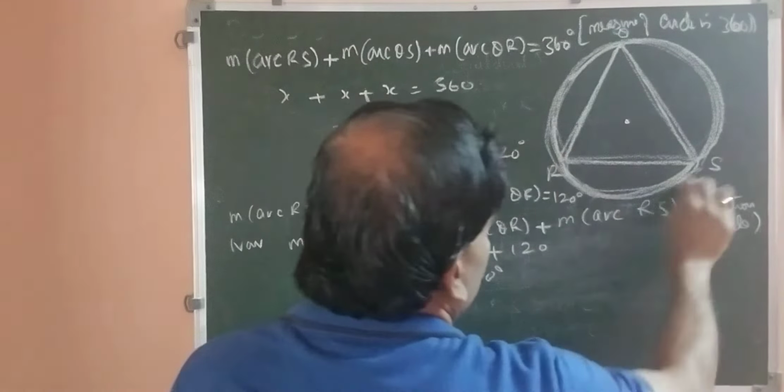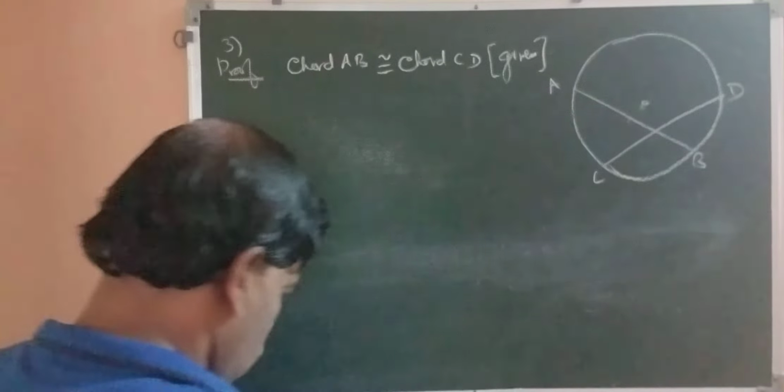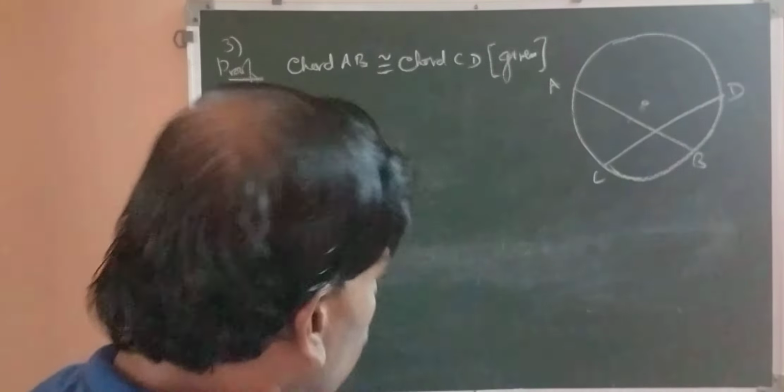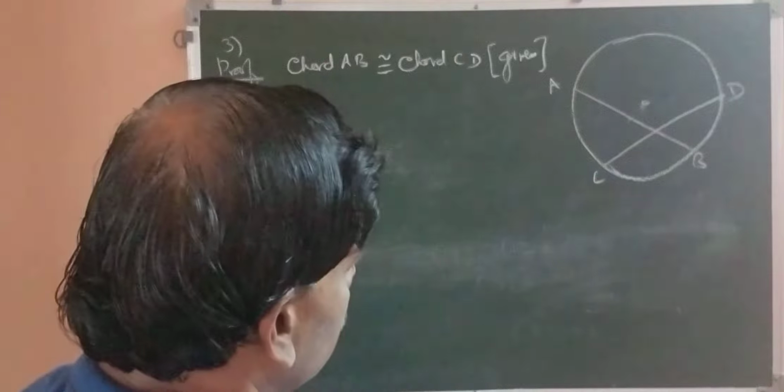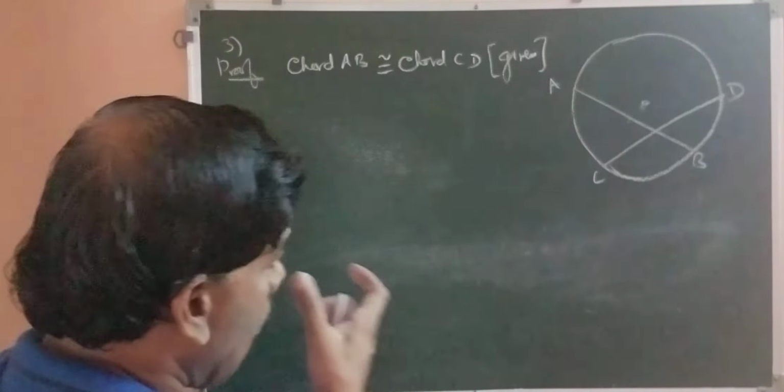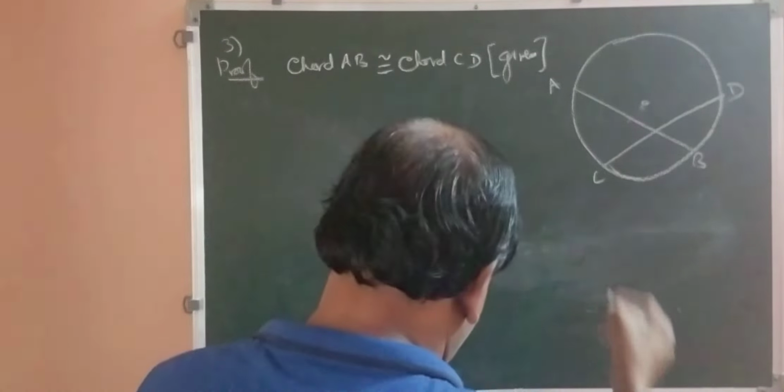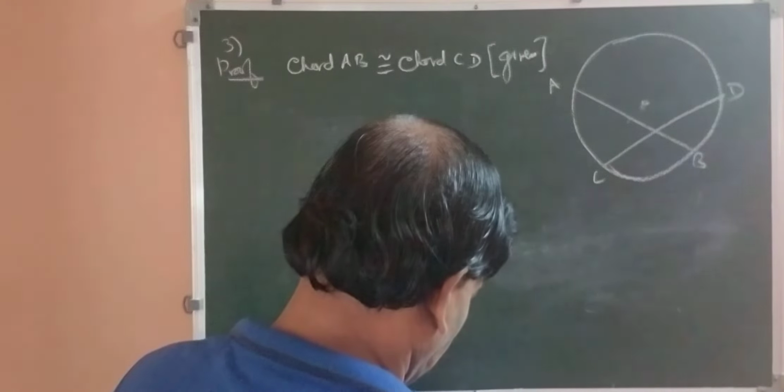Now, look at this. Two chords are given, AB and CD. So, sum 3. Proof. What is given? Chord AB is congruent to chord CD. It is given. Okay. So, chord AB is equal to chord CD. Therefore, now listen very carefully, we can write it like that.